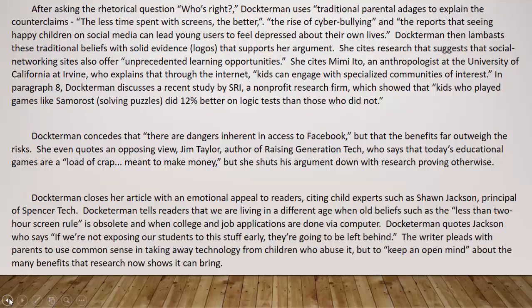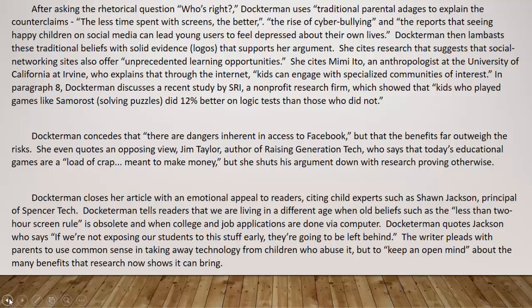What is an adage? It's an old saying. And these are things that parents say, alright? Don't go on the TV, don't go on the iPad, cyberbullying's bad, Facebook makes you depressed. But then she goes hard for her side. Dr. Min then lambasts. When you think lambast, think blast. Blast these traditional beliefs with solid evidence. That's logos. That supports her argument.